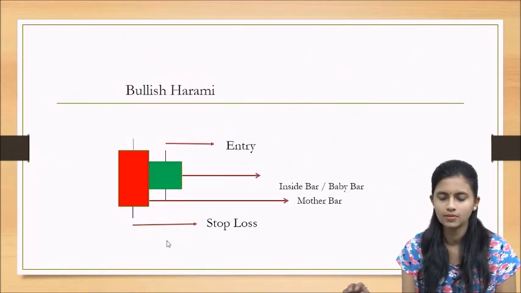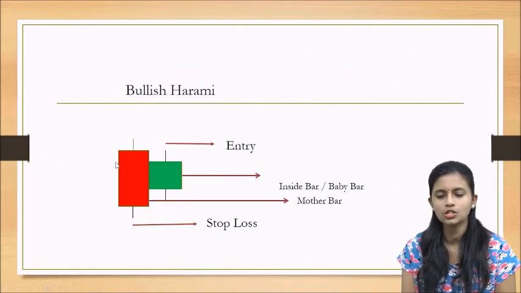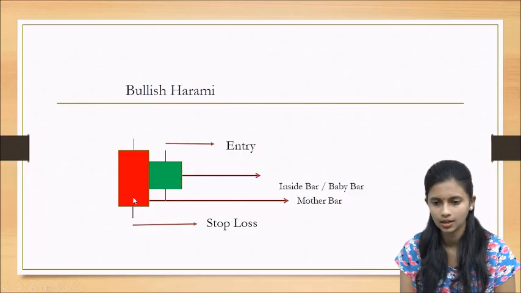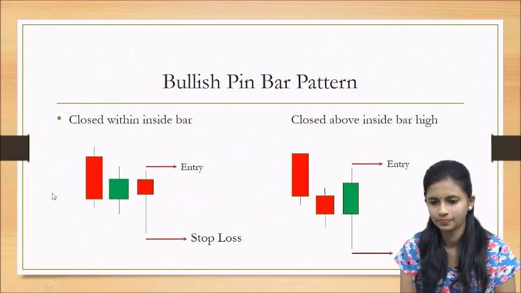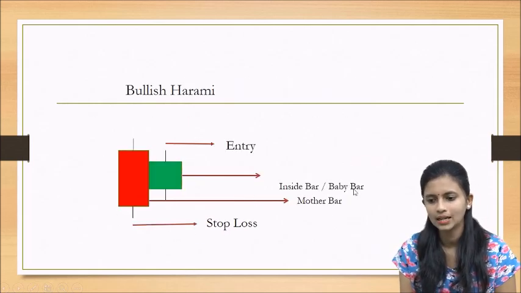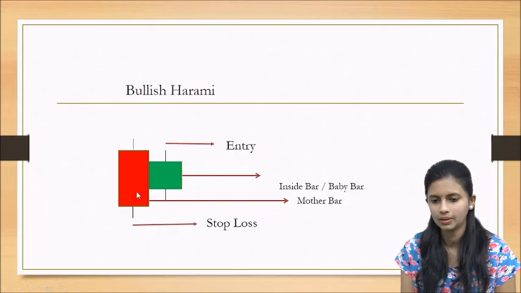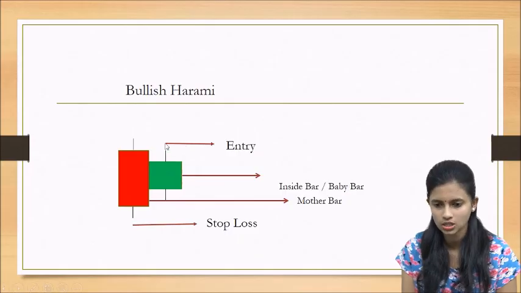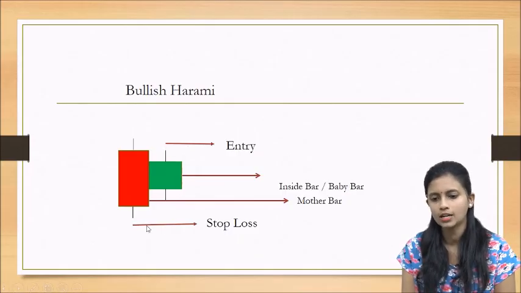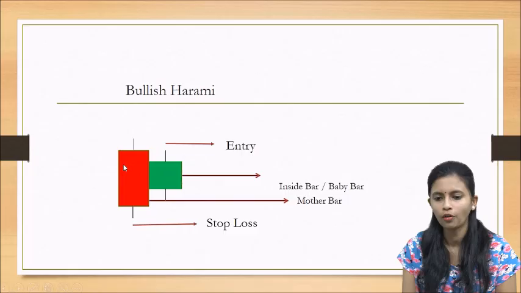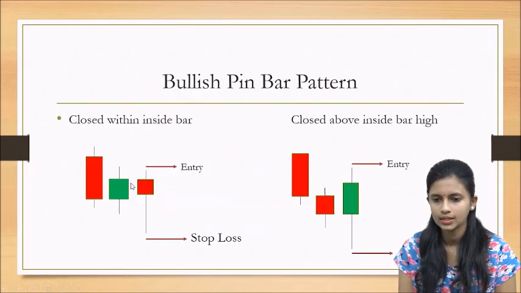Now the next trend reversal pattern is bullish harami. That is, you will have one big red candle, and a green candle which is inside this red candle. That is an inside bar, or baby bar, what we call. This is a mother bar, this is a baby bar. So this green candle should be inside this red candle. Then your entry will be just above the high of this candle, and stop loss will be just below the low of this previous red candle.